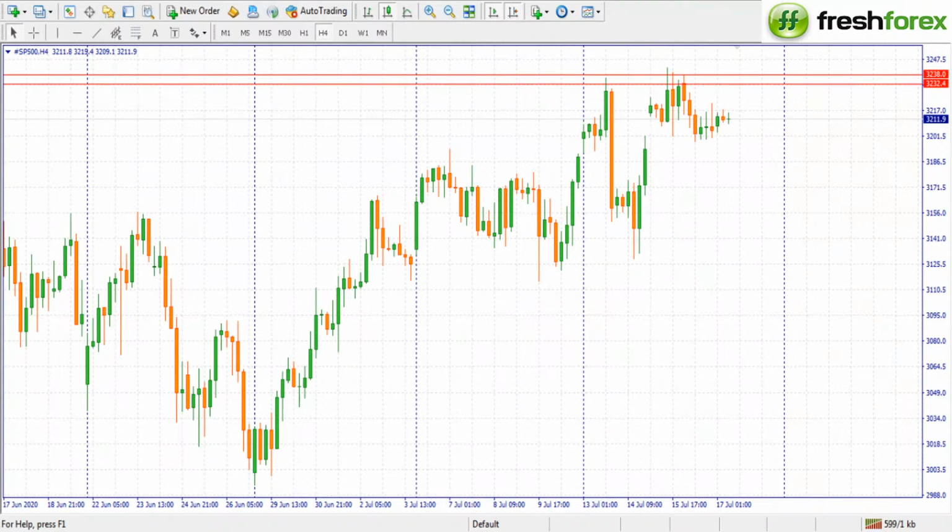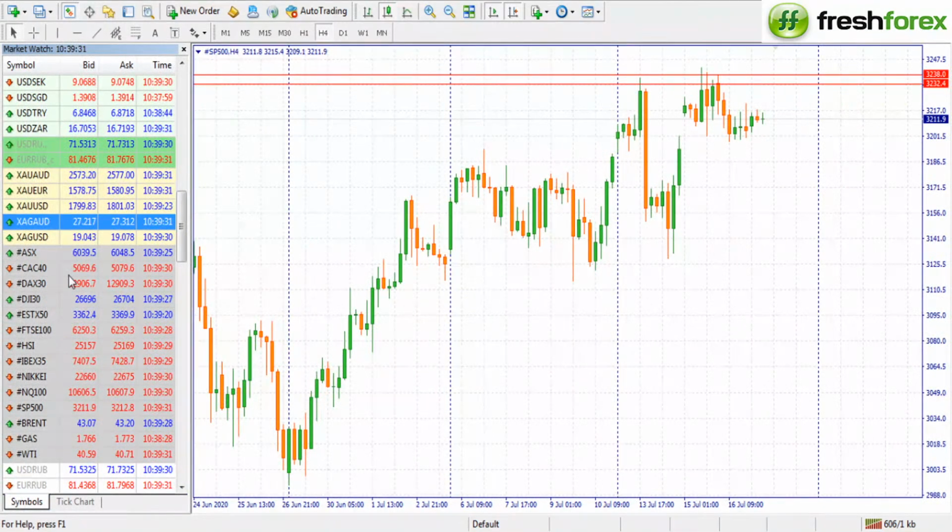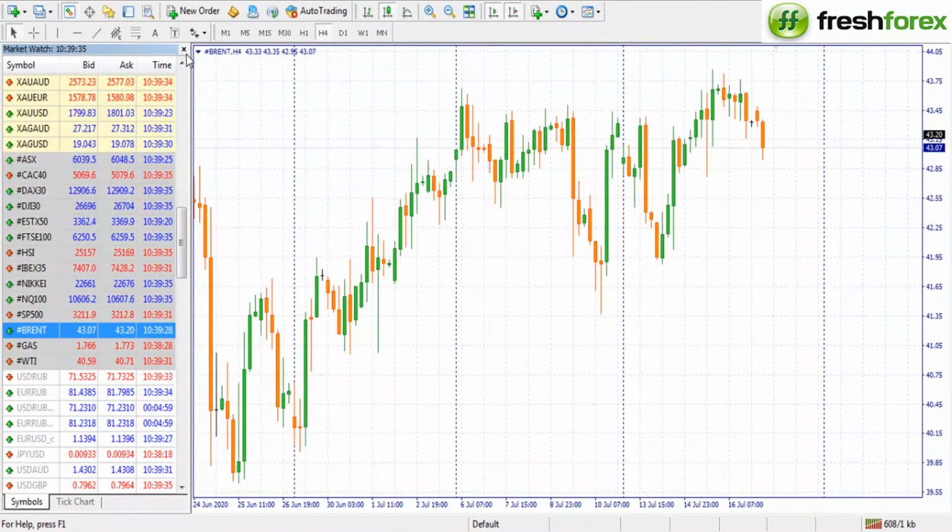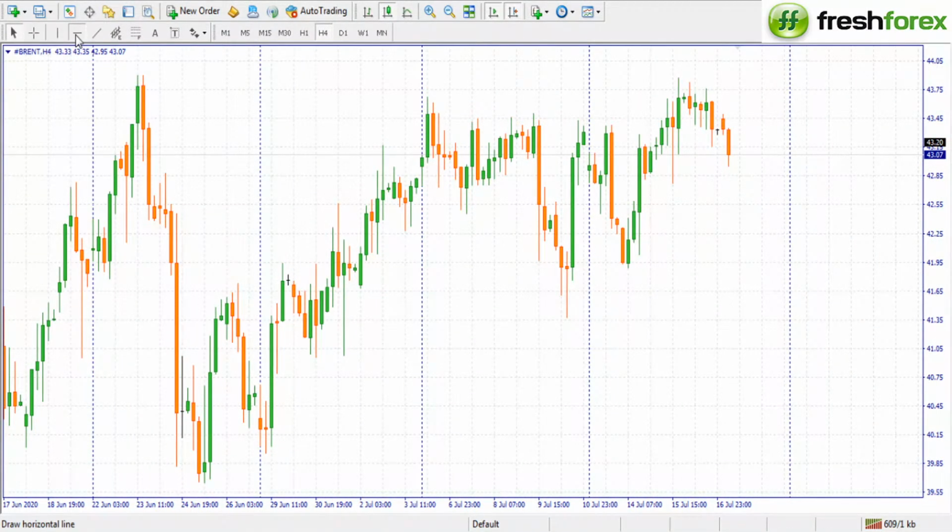So we'll move forward. Let's move forward to our last symbol, which should be Brent oil. We have Brent oil here. The Brent oil so far, we had a resistance. Yesterday, we were expecting a buy.